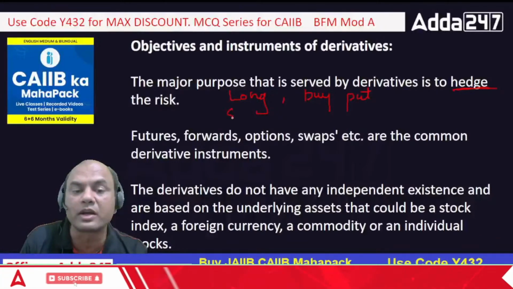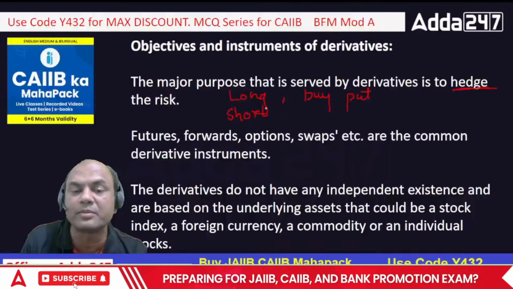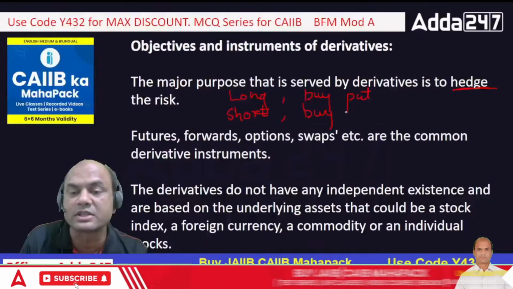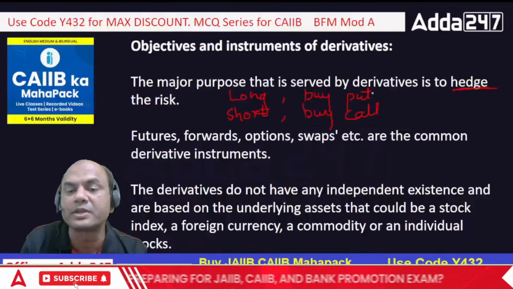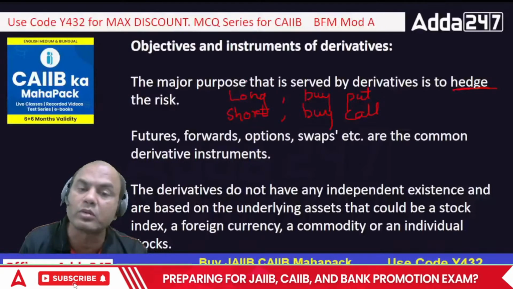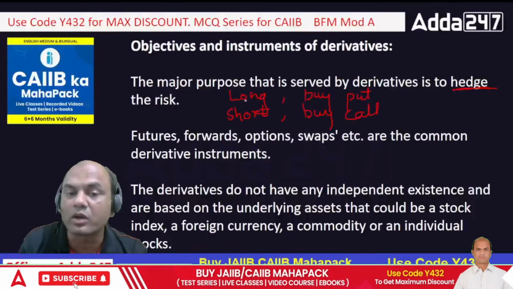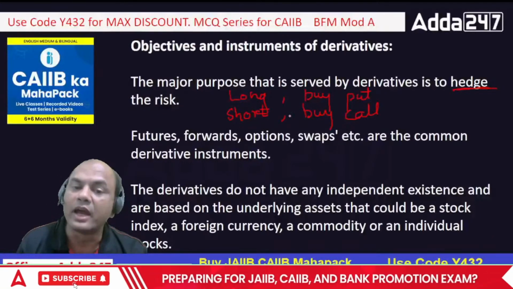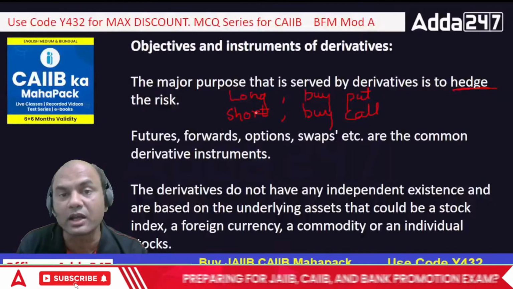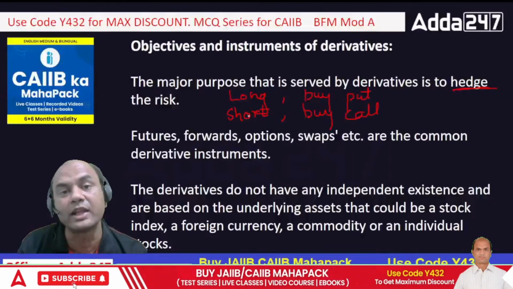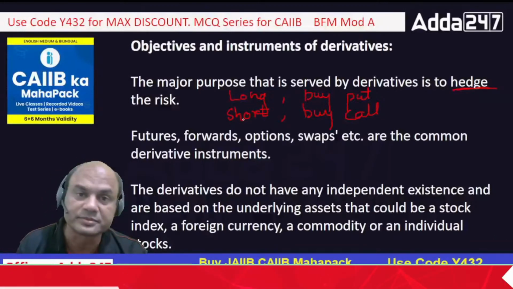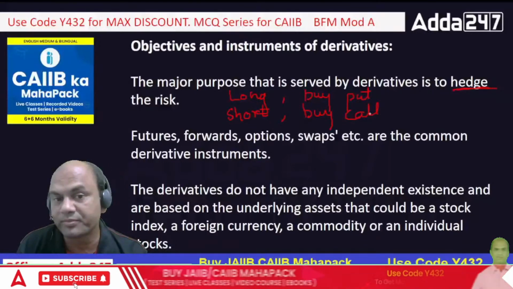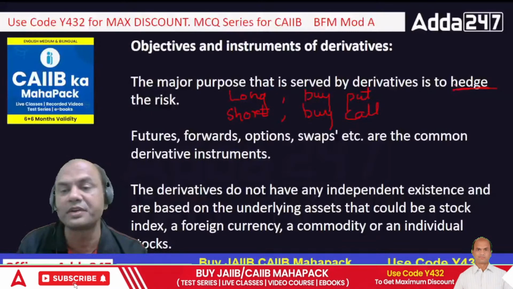If I am short on commodity, short means what? Selling first and then buying. If I am short on commodity, buy call option, to hedge the position. Always remember, this option position should always be the reverse of your commodity position. If you have bought the commodity, you buy the put option. Put option is for selling. And if you are short on commodity, means you have sold it now and you are expecting it to go down and then you will buy it. So that's called short selling. So if you are short on that commodity, buy a call option, reverse option. So the major purpose served by derivatives is to hedge the risk.